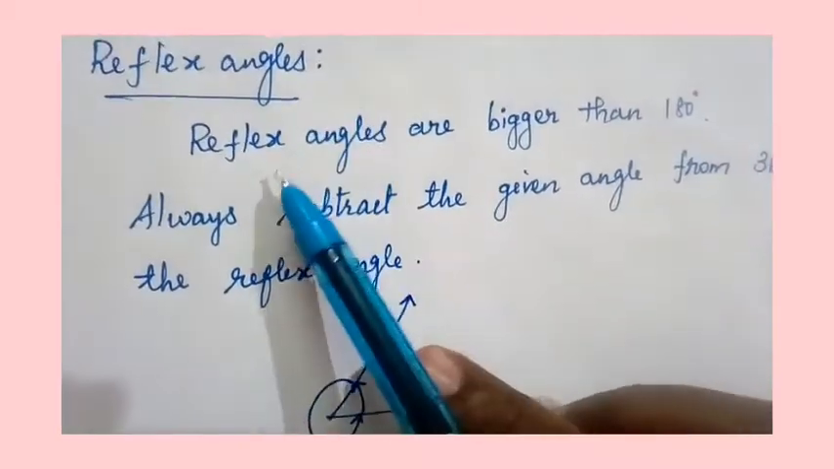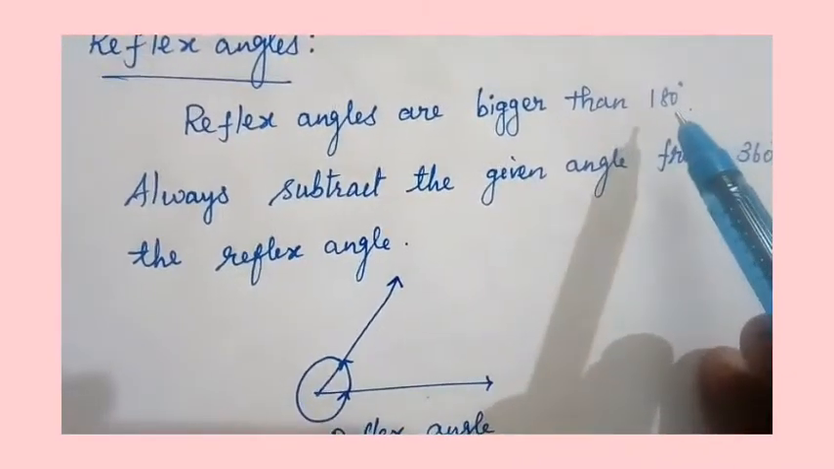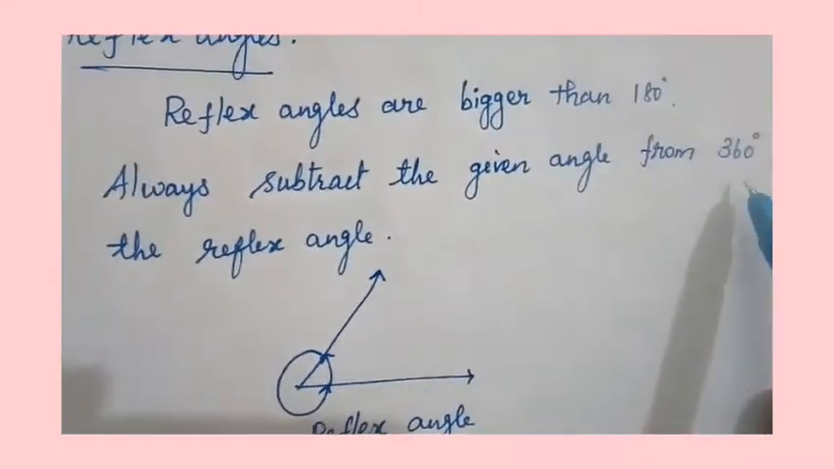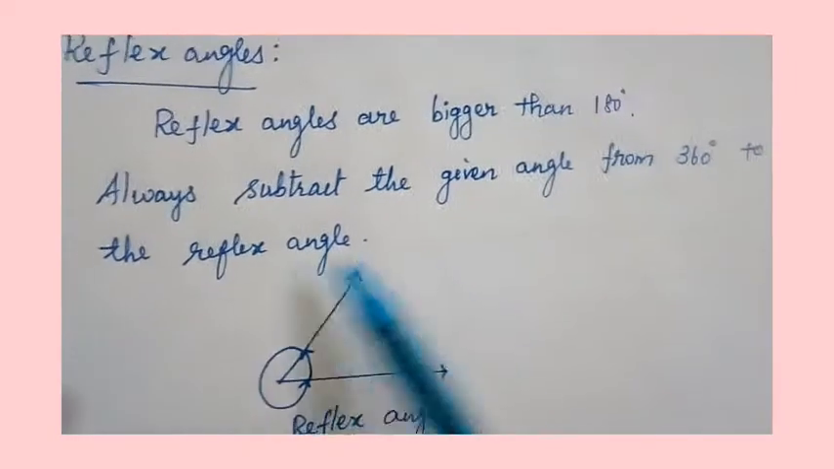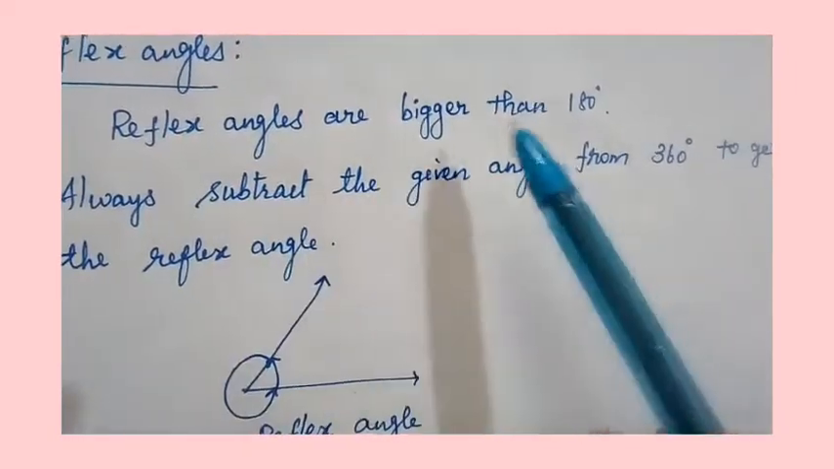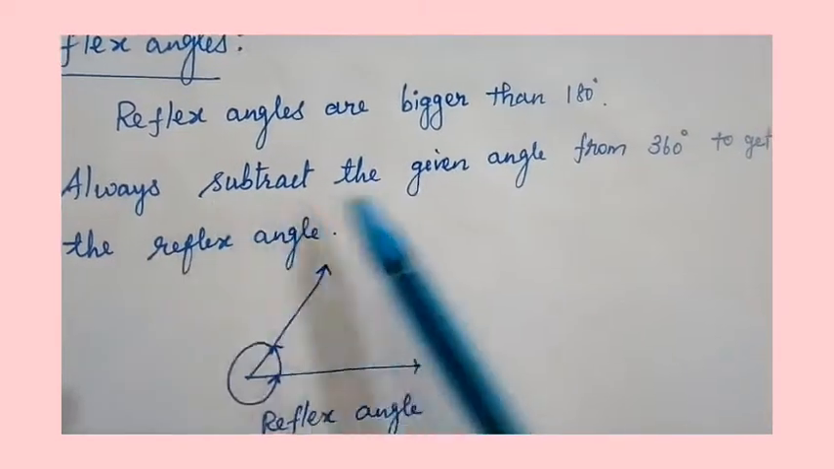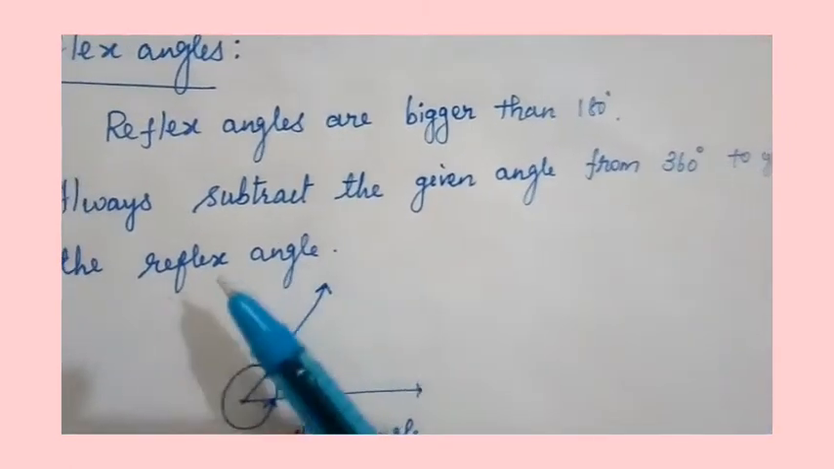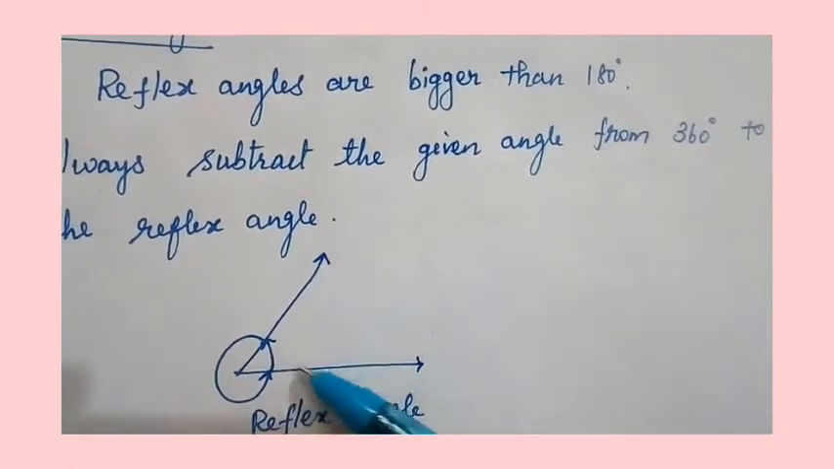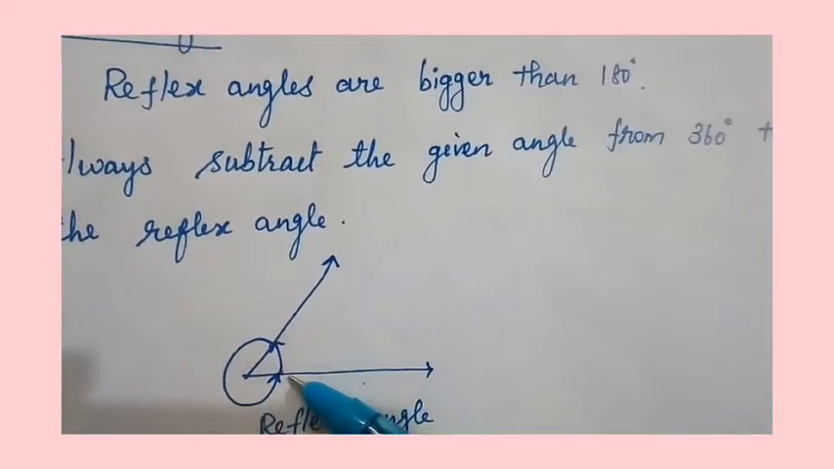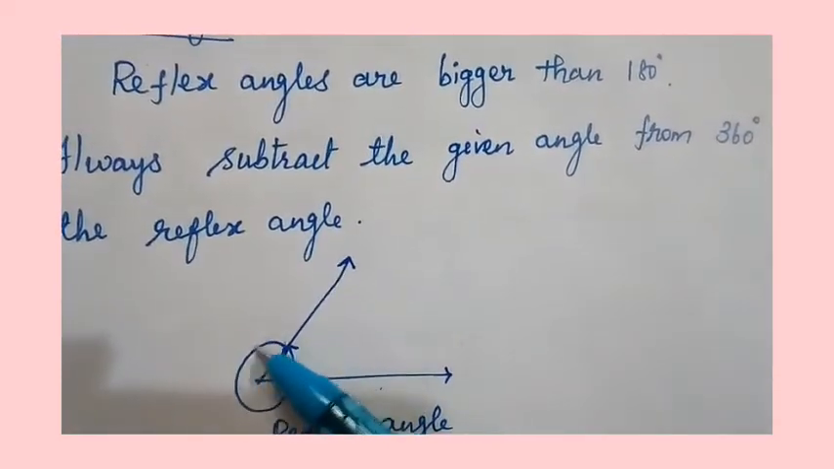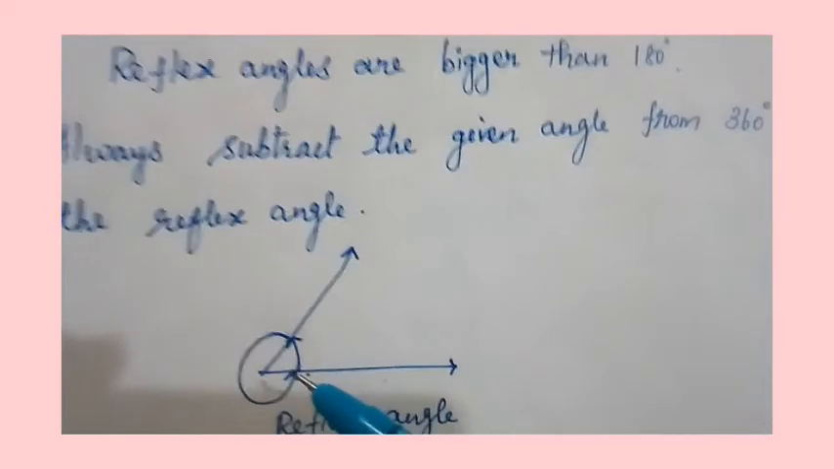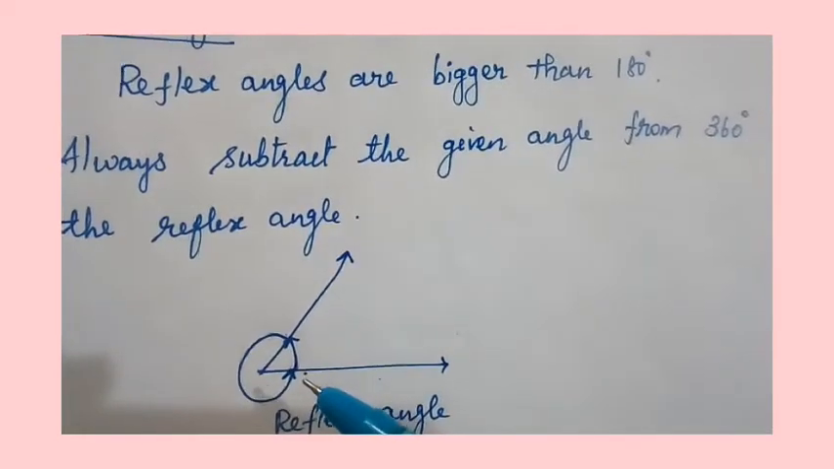Reflex angle. Reflex angles are bigger than 180 degrees, that is, more than 180 degrees. Always subtract the given angle from 360 degrees to get the reflex angle. Normally we denote the angle as the distance between these two rays. For the reflex angle, this is a reflex angle, in the anti-clockwise direction. Suppose we want to find the reflex angle, how do we find it?